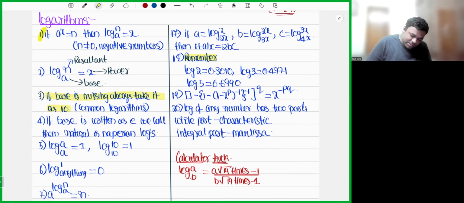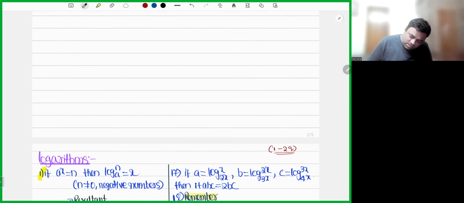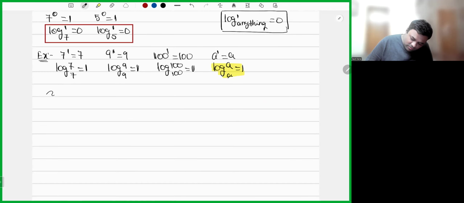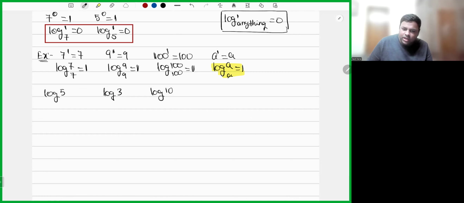Now, sometimes what happens, my dear friends, when we are solving the sums, he will just give you log 5. There won't be anything in the base. Or he'll give you just log 3. Or he'll give you just log 10. There won't be anything in the base. In that case, what you will assume? Always you will assume the base to be 10. Okay, these are called as common logarithms.